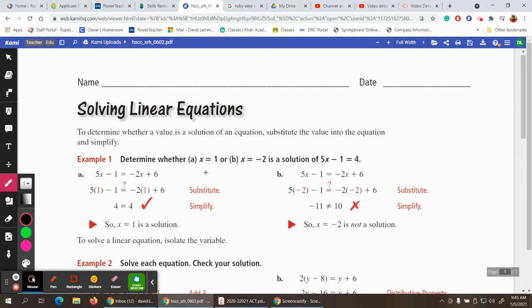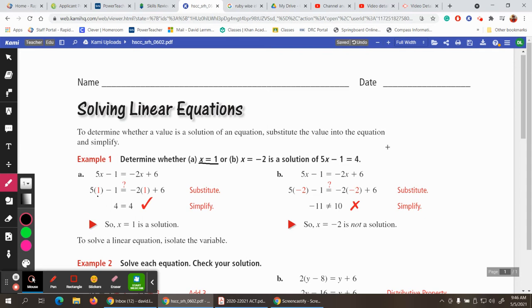So here we go. We determine whether A is -1 or B is -2 is a solution of 5x minus 1. All right, so this is a simple one. All you do with this one, for example 1, is you plug in and simplify. For 5x, you let x equal 1, you let that go here, and then solve. Is it the same on both sides? Yes, it is.